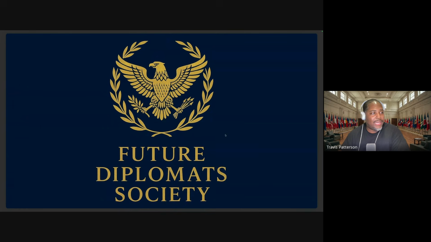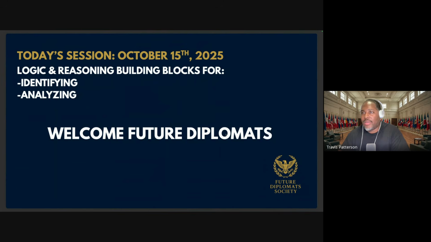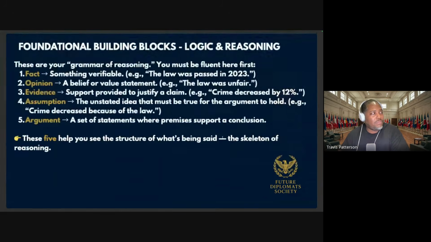I have some slides. Today we are going to be speaking about logic and reasoning, the building blocks, the foundation for identifying and also analyzing. Think of these five elements as the grammar of reasoning. Before you can analyze or evaluate, you need to recognize what you're looking at. A fact is something that is verifiable. If I say the law was passed in 2023, you can check that. It's measurable, it's provable, it's neutral.